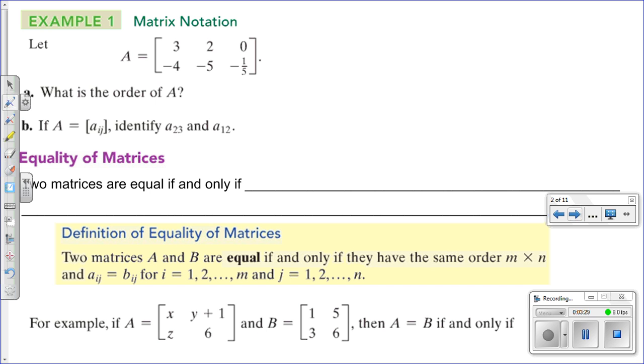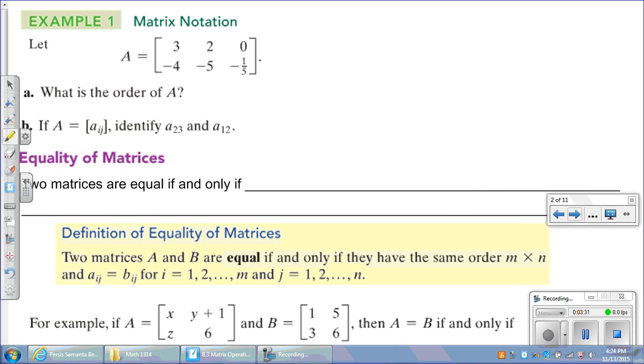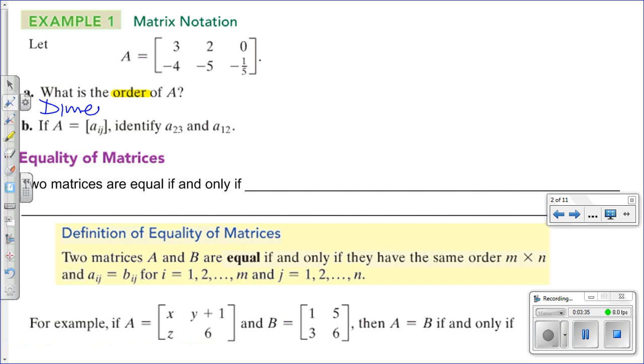Now, matrix notation. The order of a matrix refers to the dimensions of the matrix, and more specifically to how many rows and how many columns. So what is the order of matrix A? And remember, first we mention the rows. So here you can see 1 row, 2 rows. So we're going to say 2 by, we have 3 columns, 1, 2, and 3. So this is a 2 by 3 matrix.